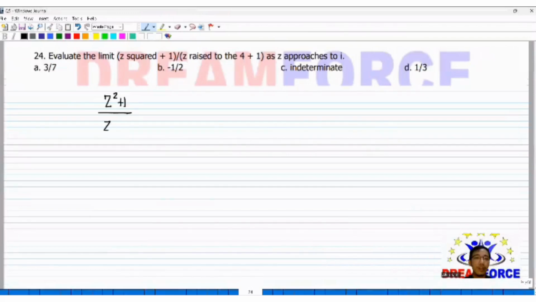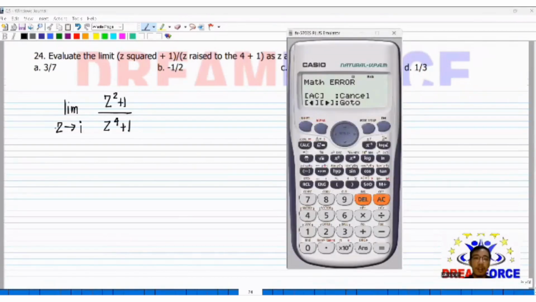plus 1 over z raised to the 4th power plus 1. The limit natin as z approaches i. Take note, pag kinalkal natin to, try natin ano. Yung i po dito is imaginary number. Take note. So, pupunta tayo sa mode 2.